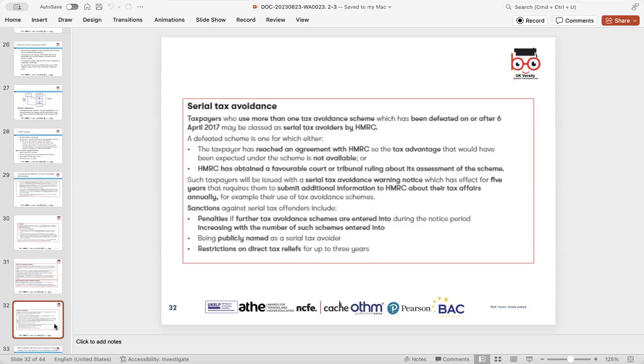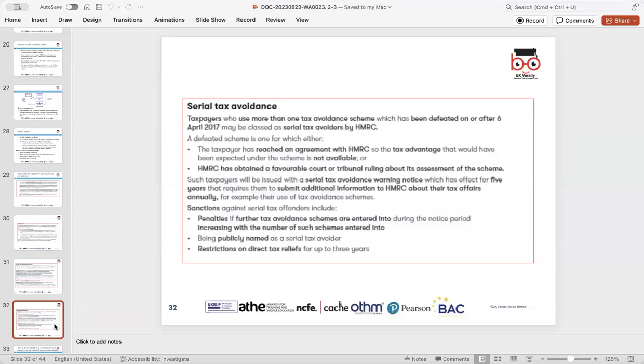So, serial tax avoidance: if a taxpayer used more than one tax avoidance scheme that has been defeated on or after 6 April 2017, HMRC may classify them as a serial tax avoider. A defeated scheme is one where either the taxpayer has reached an agreement with HMRC so that the expected tax advantage is not available, or HMRC has obtained a favorable court or tribunal ruling about the assessment of the scheme.